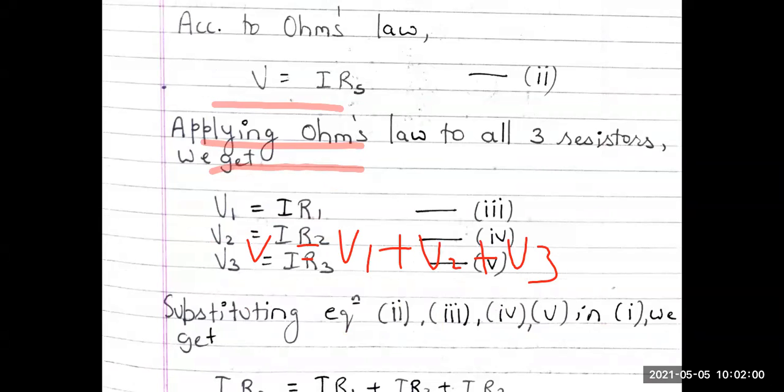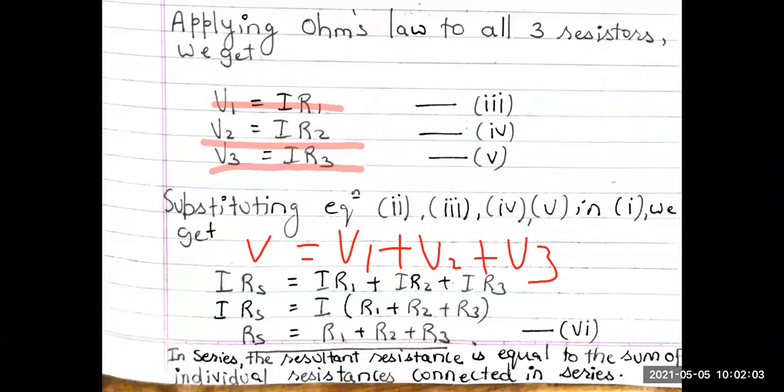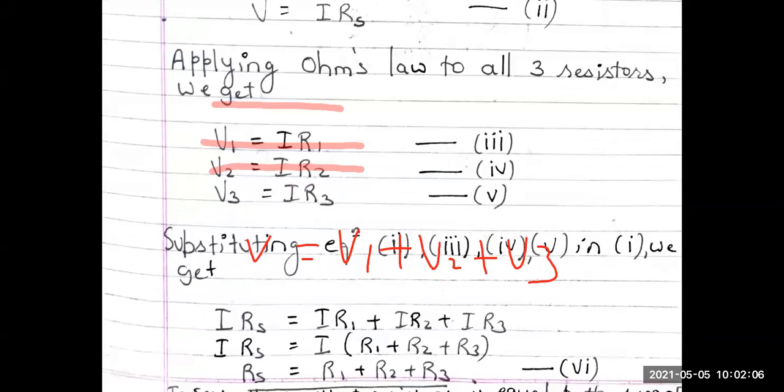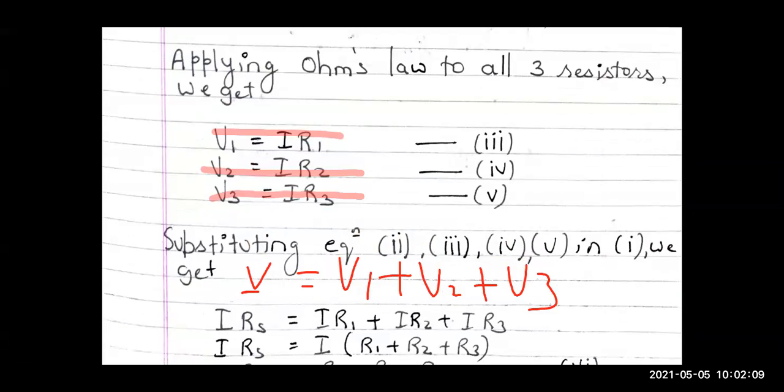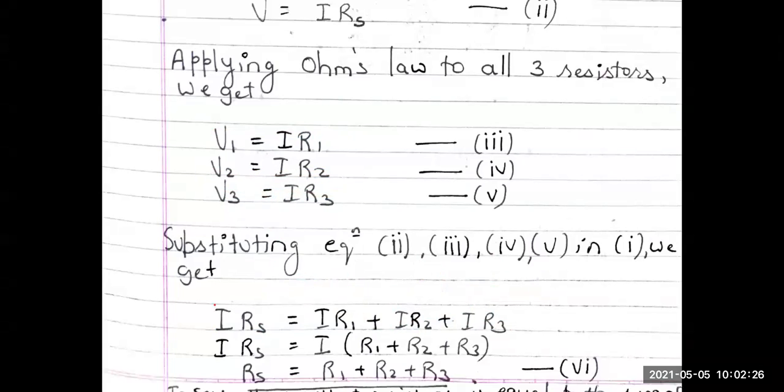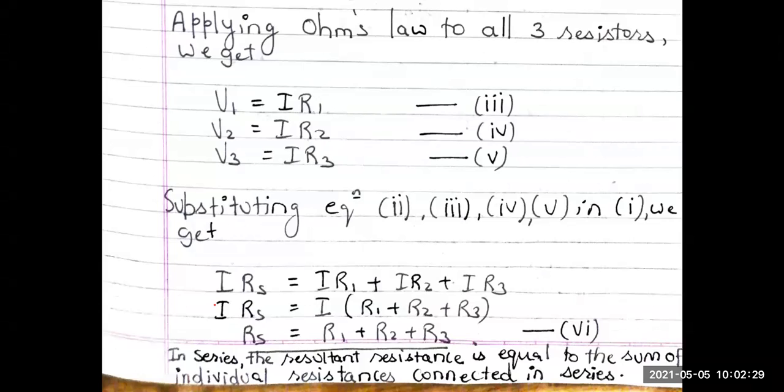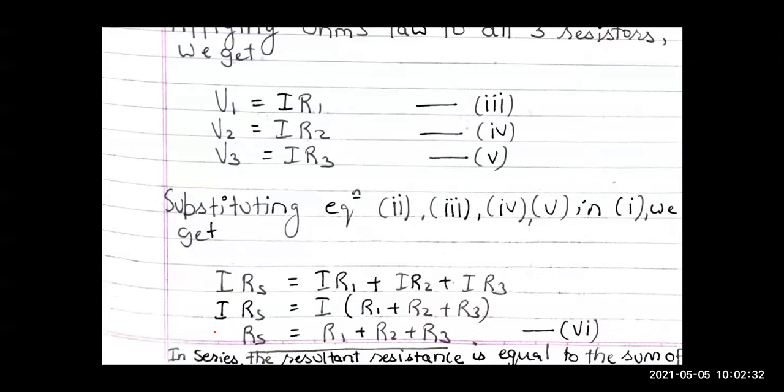So if we get the values from these equations, instead of V we are putting IRs, instead of V1, IR1, instead of V2, IR2, and instead of V3, IR3. Now we can take I common on both sides. If we take I common on the left hand side and right hand side, then I will get cancelled. What will be remaining in the bracket? R1 plus R2 plus R3, because I is outside. I cancels. So your Rs is R1 plus R2 plus R3.